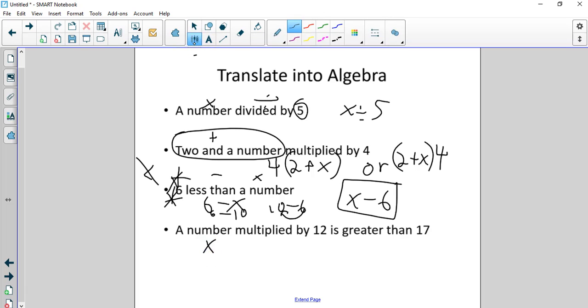Okay, a number multiplied. Now remember, we don't use an x for multiplied because we're now in algebra. So a number multiplied by 12, and here we have that, is greater than 17. So, not too bad right there.